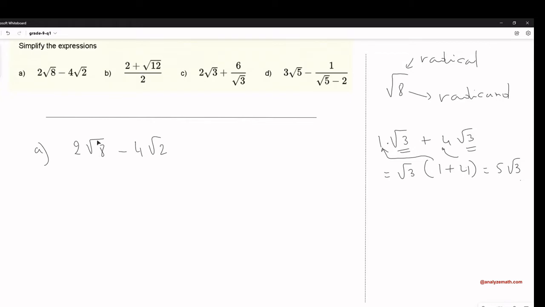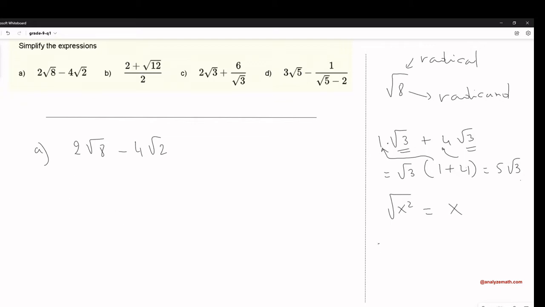So here we have square root of 8, here we've got square root of 2. 2 is the smallest of the two. So let's try to change 8 into something else. Now we also need to know that the square root of x squared, a perfect square, is equal to x.